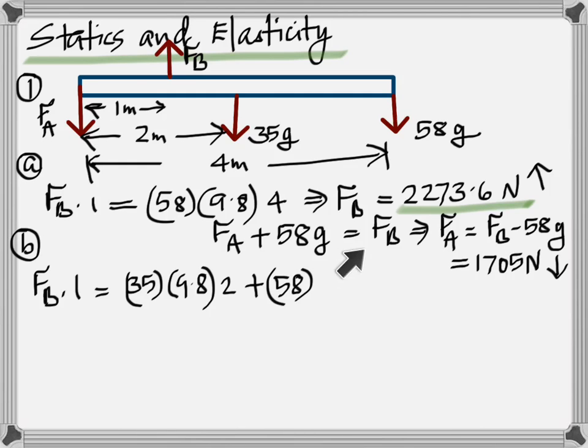Here, of course, we are using the idea that the total downward force is equal to the total upward force. Okay, and getting that. Remember that in part A, we are not considering the mass of the beam. That's why it's not there. But in part B, it's considered, and that's the only difference.